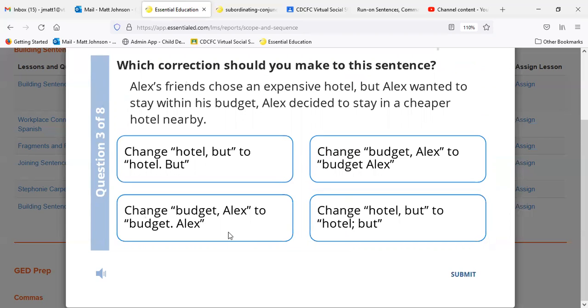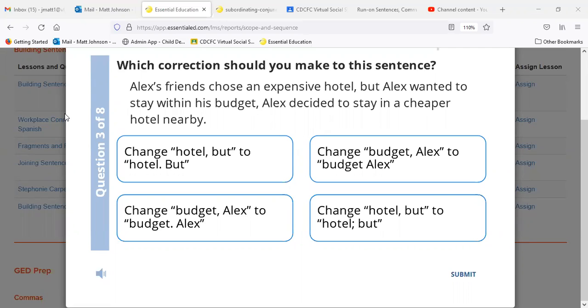Right? Here's another one of those long ones. So we read through it, right? We've got a run-on here. We've got too much going on. Alex's friend chose an expensive hotel, but Alex wanted to stay within his budget. Alex decided to stay in a cheaper hotel nearby. We need to split those up because there are too many independent clauses. Well, what would work? So we can work through it before we look at our choices. Alex's friend chose an expensive hotel, but Alex wanted to stay within his budget. That all seems to make sense.